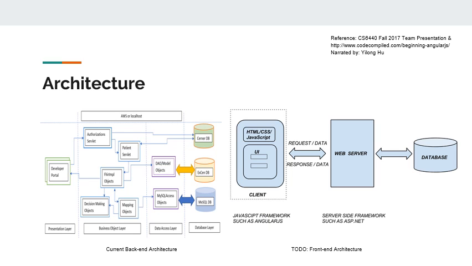So here is a high-level architecture of our final project. On the left side is the current existing backend architecture from the previous team, and on the right side is the architecture for our final project, which is to take advantage of HTML, CSS, and JavaScript to provide a more user-friendly UI to the end users.